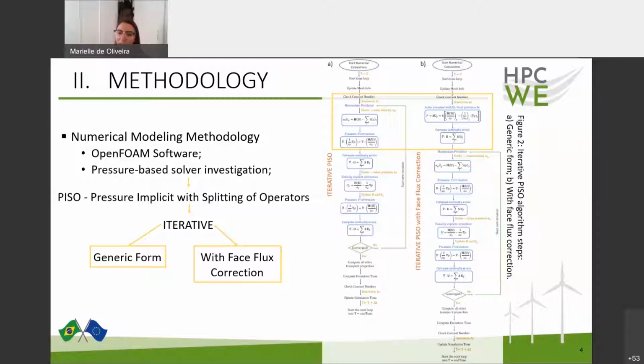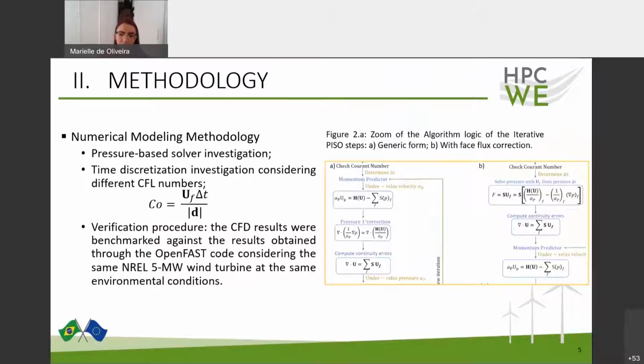Therefore, Figure 2 presents the two forms of the PISO algorithm which were investigated in our research. In letter A, the generic form, and in letter B, considering the phase flux correction. The main difference between the two approaches is concentrated in the first steps of the algorithm. Here, considering the phase flux correction as presented in Figure 2B, an extra correction for pressure considering the phase velocity UF from the previous time step is performed before the start of the iterative PISO steps.